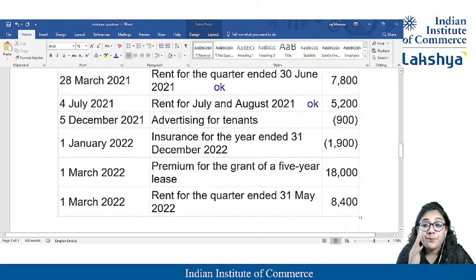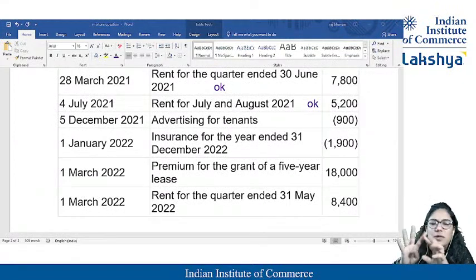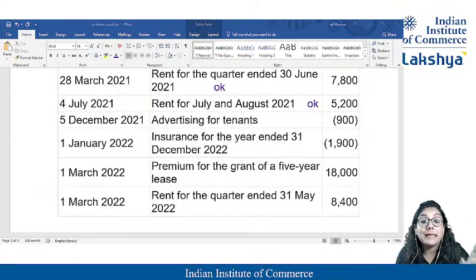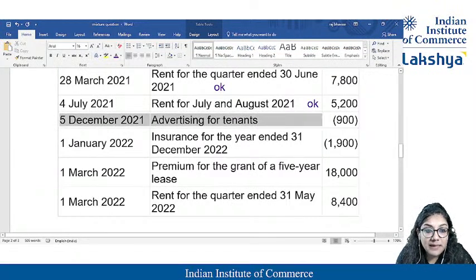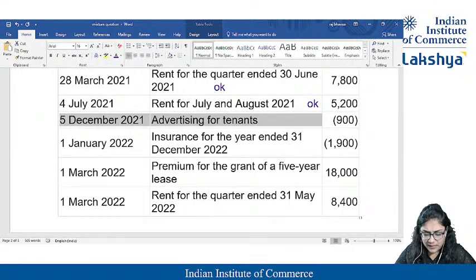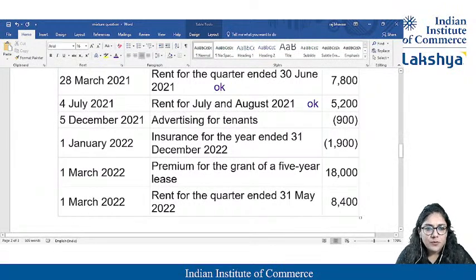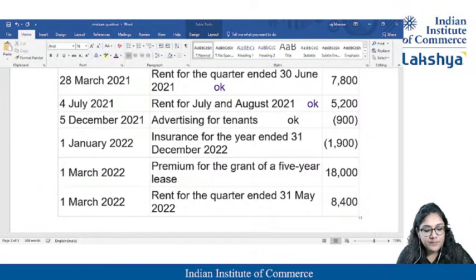On 5th December 2021, maybe December, Jan, Feb, March, 4 months were pending for the year to get completed. An advertisement to find a tenant was made. Guys, there is an advertisement expense. There is no big deal, it's allowed, everything is fine. You have made it, we are not concerned with that.